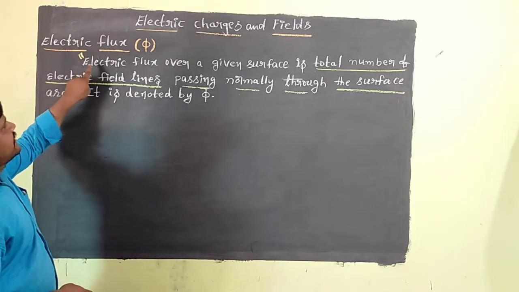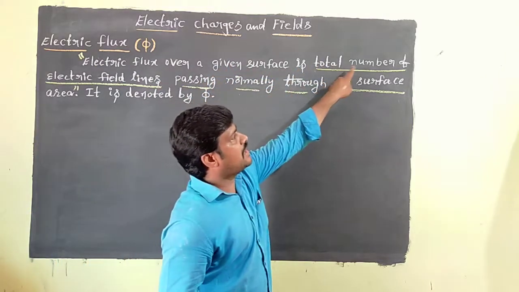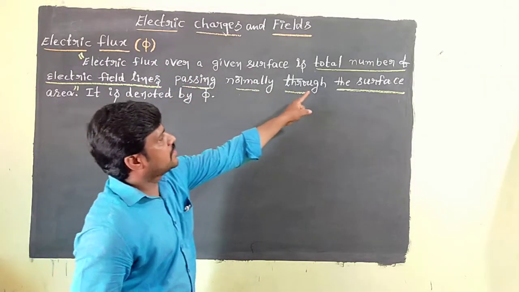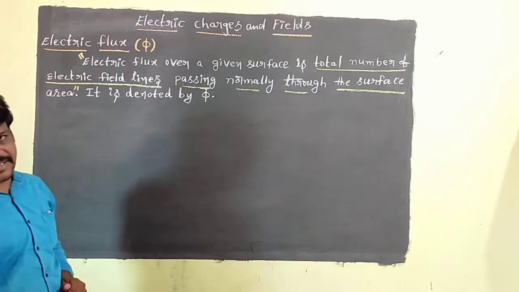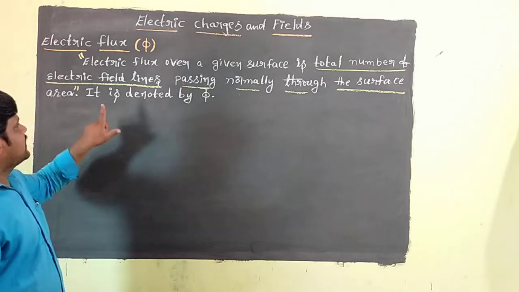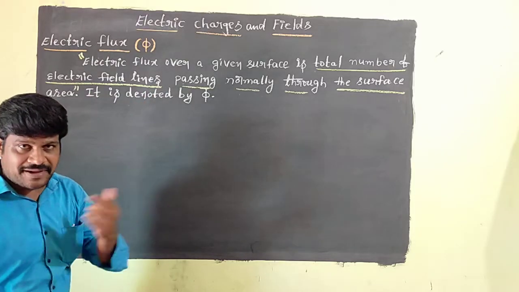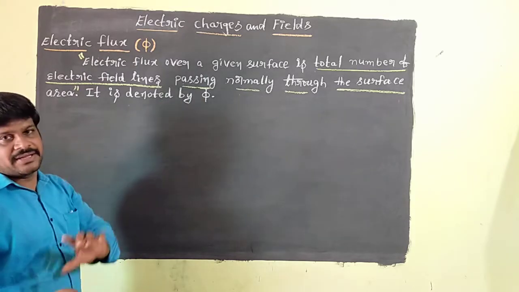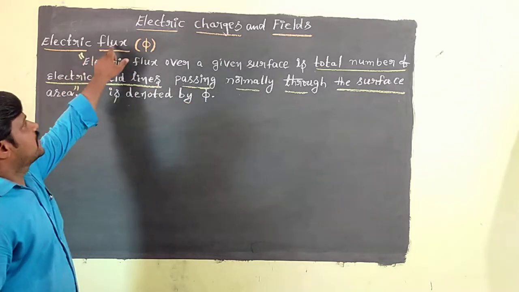By definition, electric flux over a given surface is the total number of electric field lines passing normally through the surface area. This is called electric flux. Sir, electric flux is denoted by which letter? To represent electric flux, there is a notation: the letter is phi. Phi is the denotation of electric flux.